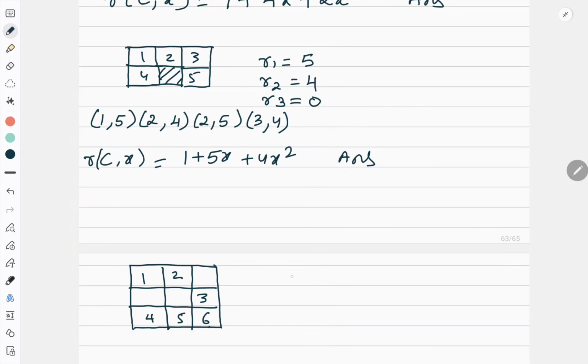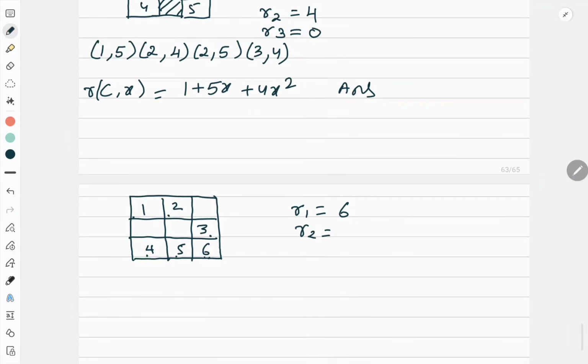Now here, what is the value of R1? 1, 2, 3, 4, 5, 6. 6 places I have. Now let me define R2. It's always better to write it. Now 1. With whom can 1 sit? It cannot sit with 2, but it can sit with 3. 1 cannot sit with 4, but it can sit with 5. 1 can sit with 6 also.